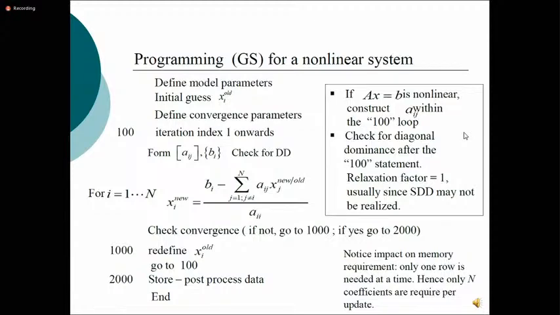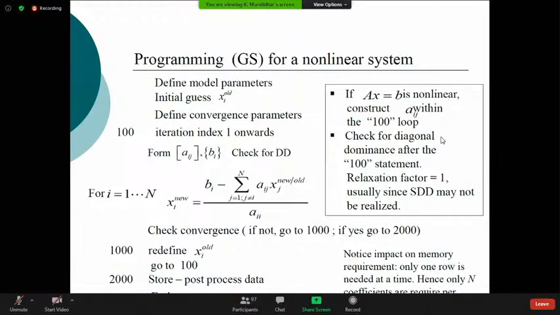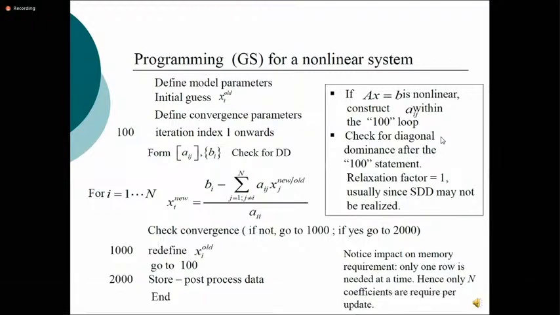Now, because you are forming the coefficient matrix every time, you also have to check for diagonal dominance. Because only if you have diagonal dominance can you embark on the Gauss-Seidel iterations. So you update xi new as Bi minus Aij xj, new if available, old if new is not available, divided by Aii. And then redefine xi old after you have done a sweep over i equal to 1 to n. Redefine xi and repeat iterations till convergence.